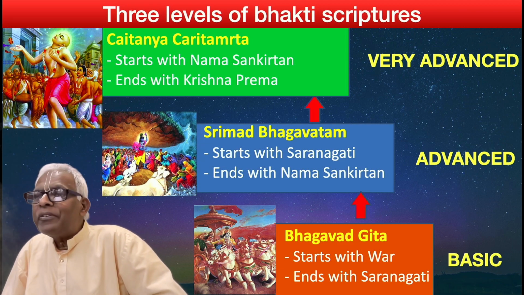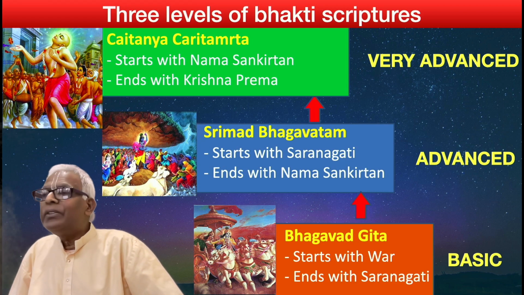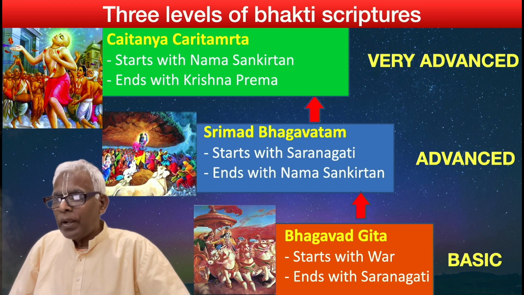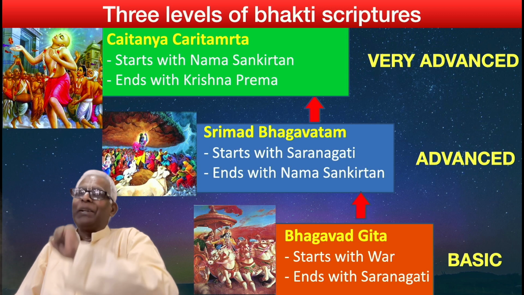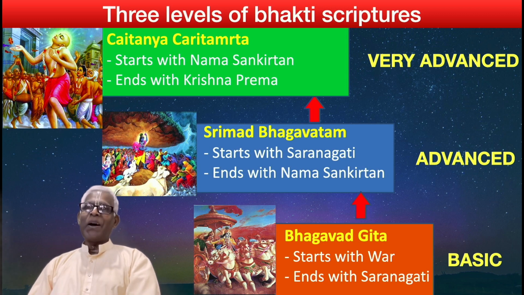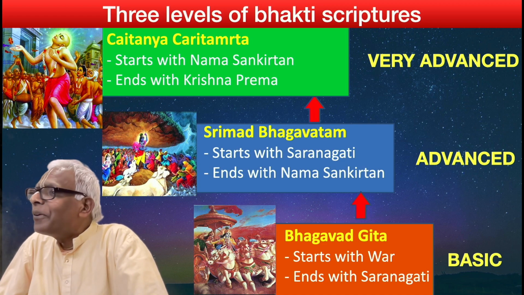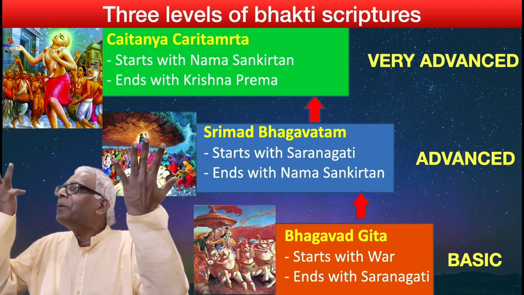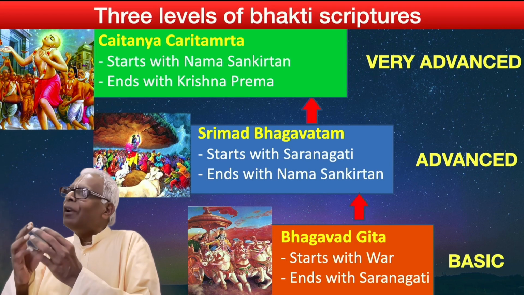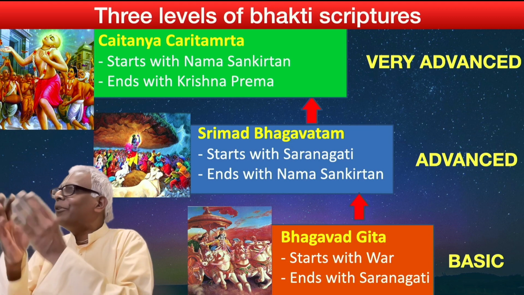Chaitanya Charitamrita and Chaitanya Bhagavata. This is that postdoctrine. It starts with Nama Sankirtan. But how does it end? Krishna Prema. So if one is not willing to surrender to a guru, no surrender is going to come.